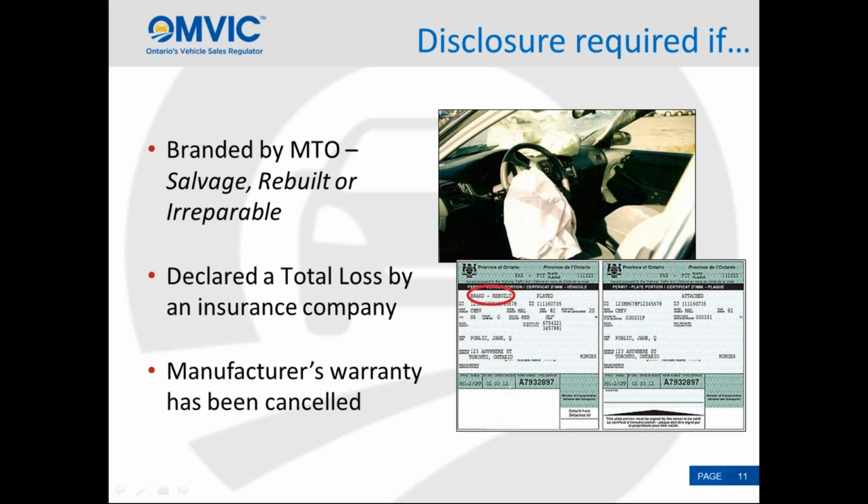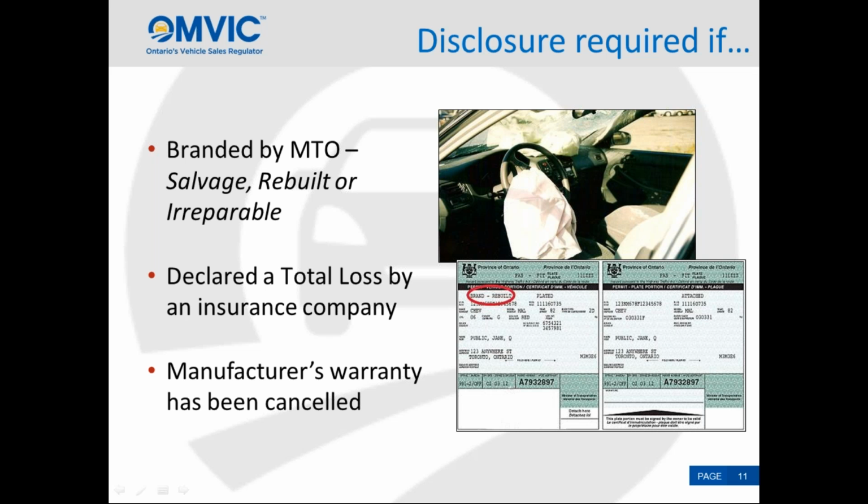Disclosure is also required for branded motor vehicles, and you see the brand up in the top left-hand corner of the vehicle portion of the registration. The terms salvage, rebuilt, or irreparable will be there clearly. Irreparable vehicles you should never see on the road. Those vehicles have come off the road. The one you need to look at is the salvage one.